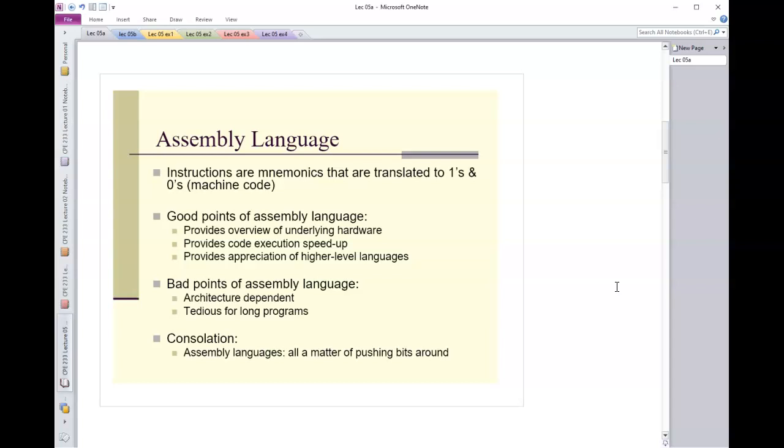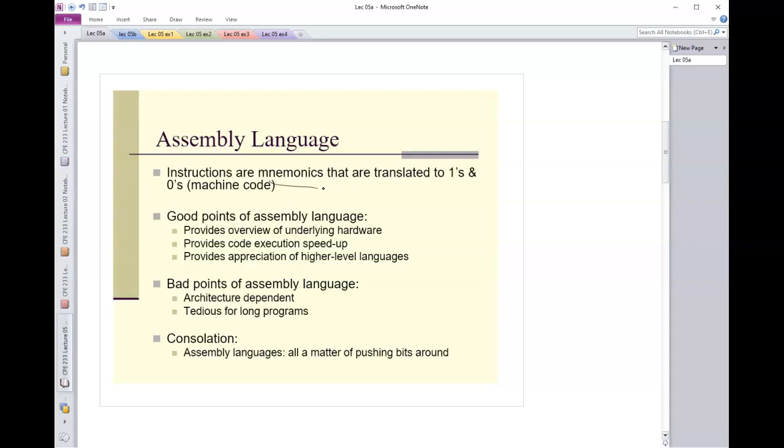So assembly language, I always love assembly language. It's just like the most fun thing to program in, much more so than higher level languages, and for a couple reasons that I'll mention here. But understand that assembly language is a low-level programming language. The assembly language instructions are simply mnemonics. The mnemonics are converted to ones and zeros by the assembler.